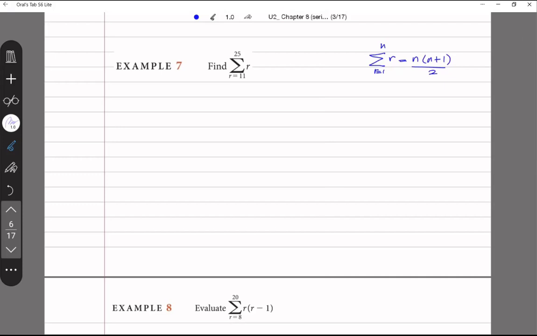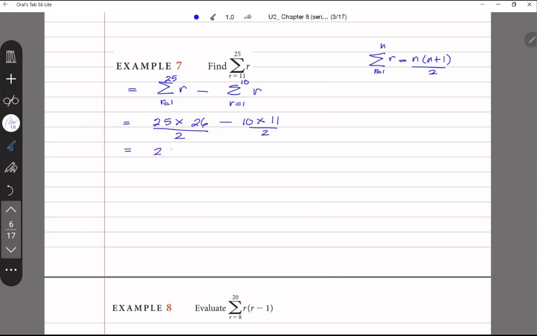So if I want to find the sum of the counting numbers from 11 to 25 using the formula, this is what I would have to do. I'd have to find the sum from r equals 1 to 25 of r, minus the sum from r equals 1 to 10 of r. Now, in the formula, put in n is 25. We get 25 times 26 over 2, minus, replacing n with 10, 10 times 11 over 2.